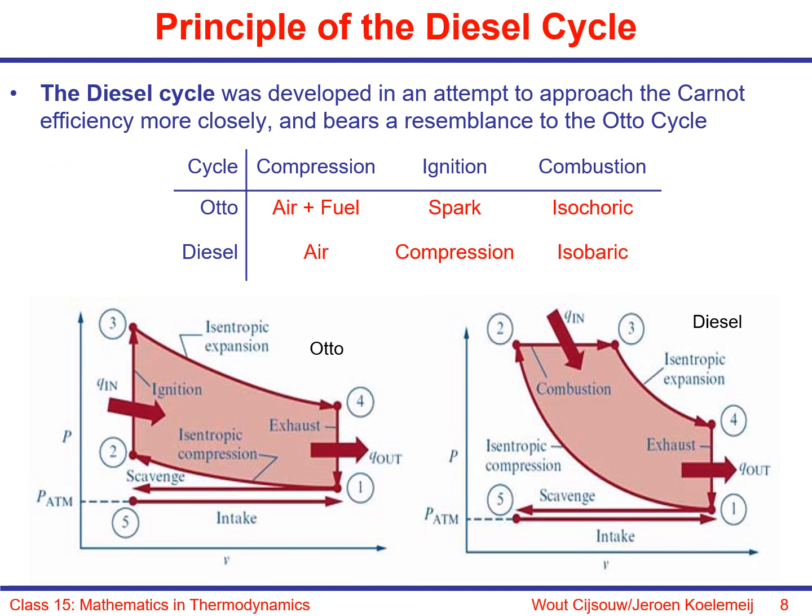And here are the same differences, but this time expressed in the form of a table. So during the compression phase in the Otto cycle, it's actually a mixture of air and fuel that's being compressed, whereas in the diesel engine, it's air that's being compressed. And a big difference is the ignition. For the Otto cycle, there's a spark, which instantaneously, while the volume doesn't change really, leads to combustion.